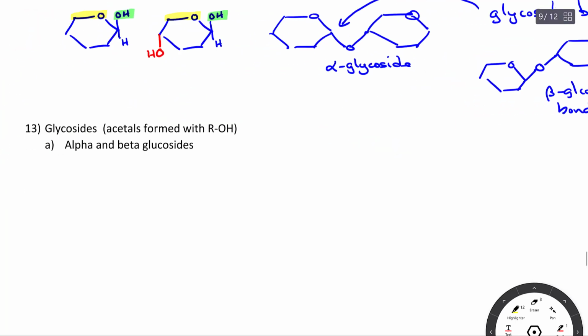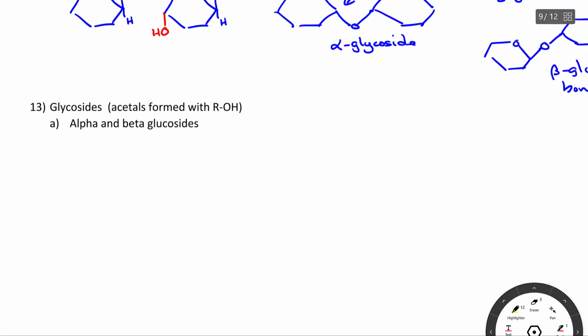So in general, glycosidic bonds are alpha and beta. So for example, if I reacted this with ethanol, I could form a glycosidic bond, a glycoside. Let's say this is an OH, like this. And I go ROH as an alcohol. Then what I'll end up with is this. And this could be alpha or beta.